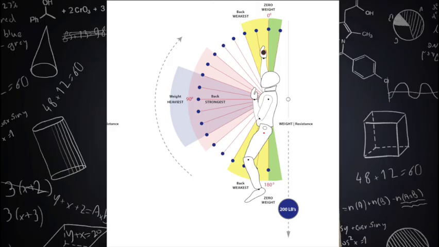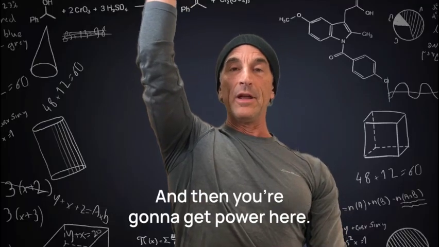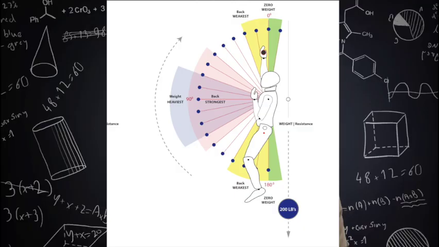From green to yellow or so of the chin-up, from dead hang, our lats can apply very little effective force as the muscles are completely stretched and have a difficult time contracting. In the yellow zone, our lats can exert slightly more effective force. So nothing here, a little bit more, and then you're going to get power here. In the red zone, and just above and below, our muscles are at their strongest, which means that they can apply the most effective force on the resistance.